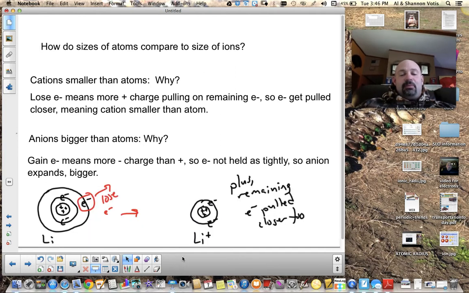Here's an example of lithium. Now lithium here, we have our atom. We have 3 electrons and 1 valence electron. Lithium loses this 1 electron, and so what's left is just these 1s electrons. Now notice we've lost an entire energy level. We've gotten smaller. And also these remaining 2 electrons are being pulled closer to the nucleus as well. So our cation, the lithium plus ion, is smaller than the atom.